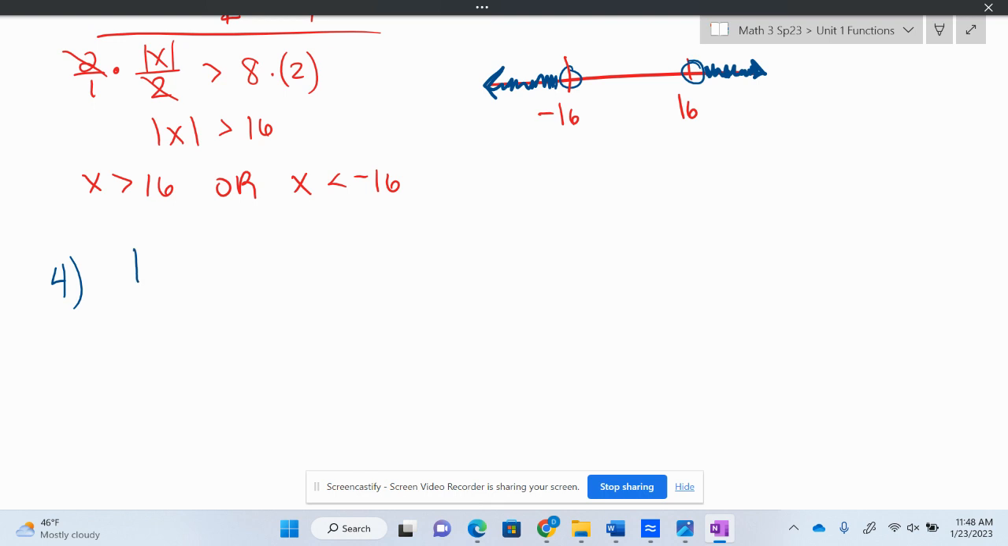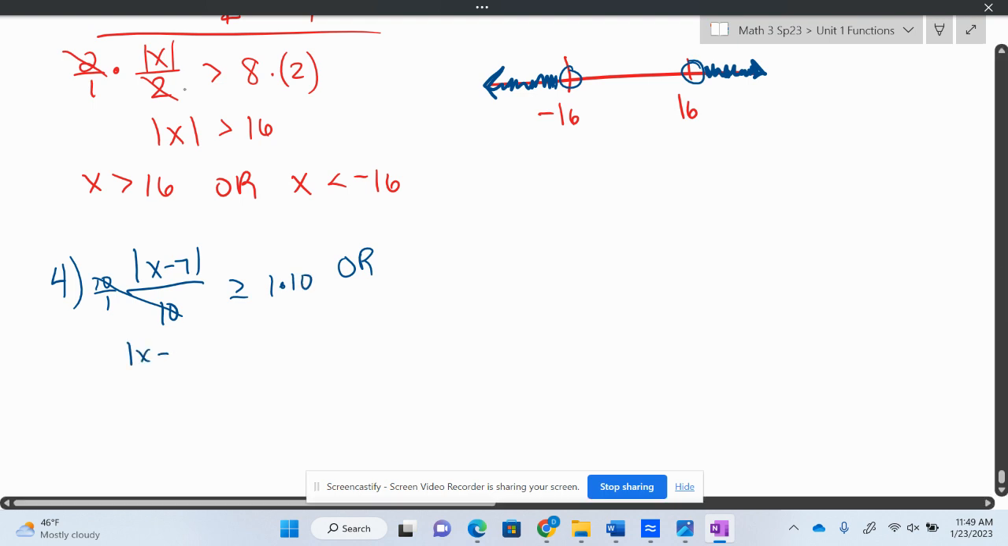So number 4 is the absolute value of x minus 7 all over 10 is greater than or equal to 1. So this is a great or. How am I going to get the absolute value all by itself? Yeah, multiply both sides by 10. So I'm going to multiply this side by 10 over 1 so you can see the cancellation. Multiply this side by 10. So I have the absolute value of x minus 7 is greater than or equal to 10.